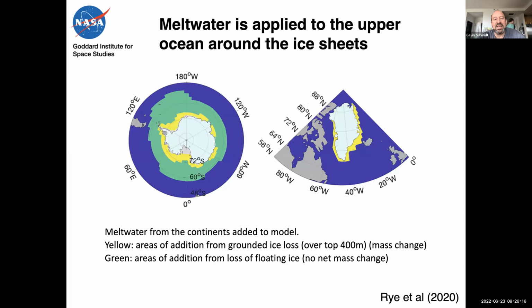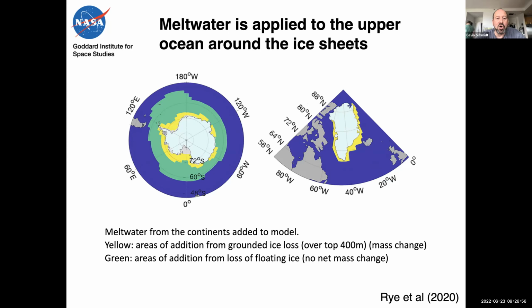Meltwater from the ice sheets is distributed regionally around both Greenland and Antarctica. We have two variations of that. So loss of grounded ice, both in the climatology or in the anomalous changes, is distributed over the top 400 meters of the water column right next to the continent. And then there's a larger area of addition from the loss of floating ice, which is assumed to kind of follow the patterns of iceberg distribution and the like.